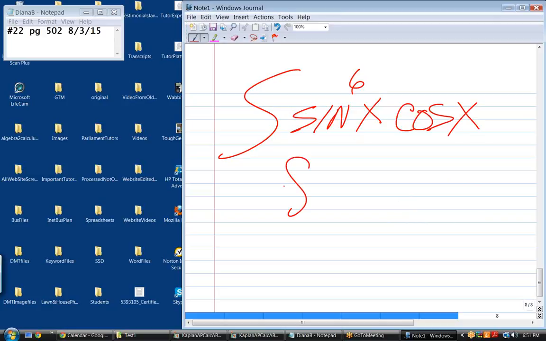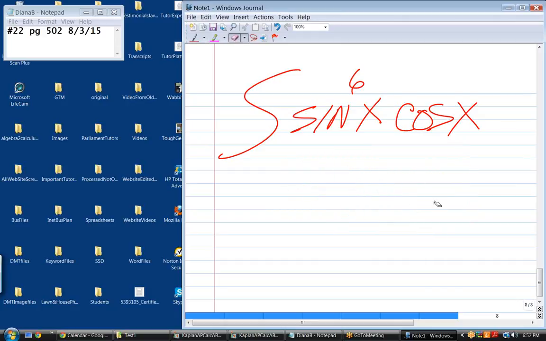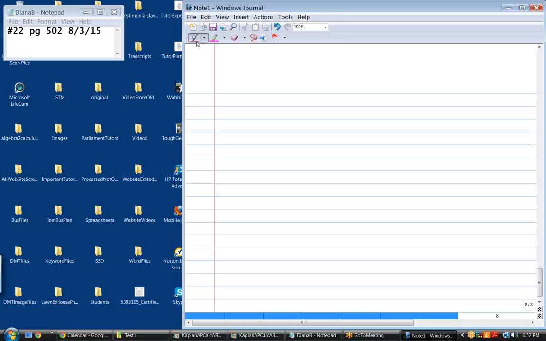Now I'm looking at f of g of x times g prime of x. That's what I'm looking at now. This is a composite function because it's basically a combination of sine x and x to the 6th. That's what makes it a composite function. So that's the most important thing to look for when you're doing these integrals where you would normally use U substitution. Now, there is another kind of U substitution that's significantly different than this.